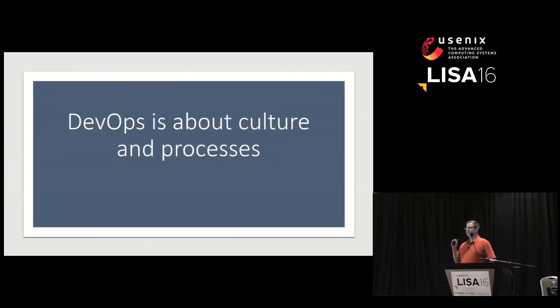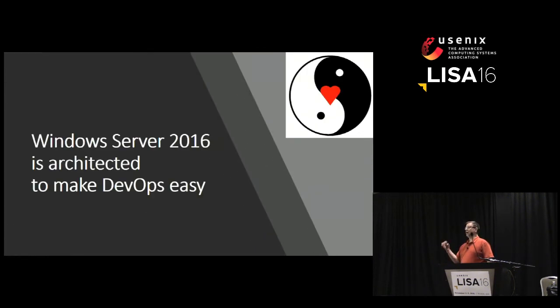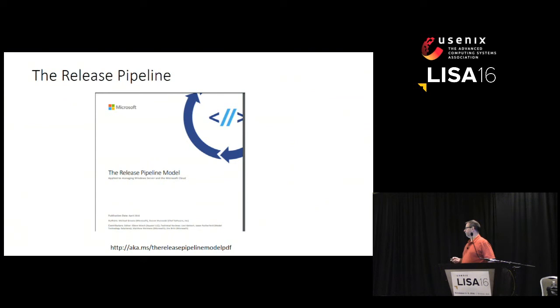So again, DevOps is about culture and processes. If you have great technology but you don't nail this, you're not going to do it right. But the reality is that tools and technologies can make things easy or hard, and Windows Server 2016 was architected to make DevOps much, much, much easier. So I strongly encourage you to get on this. This is a rockin' operating system. It has some of the deepest architectural changes we've made. NanoServer is the deepest architectural change we've made to Windows Server since NT. It really is. It's sort of like a reboot of the franchise.